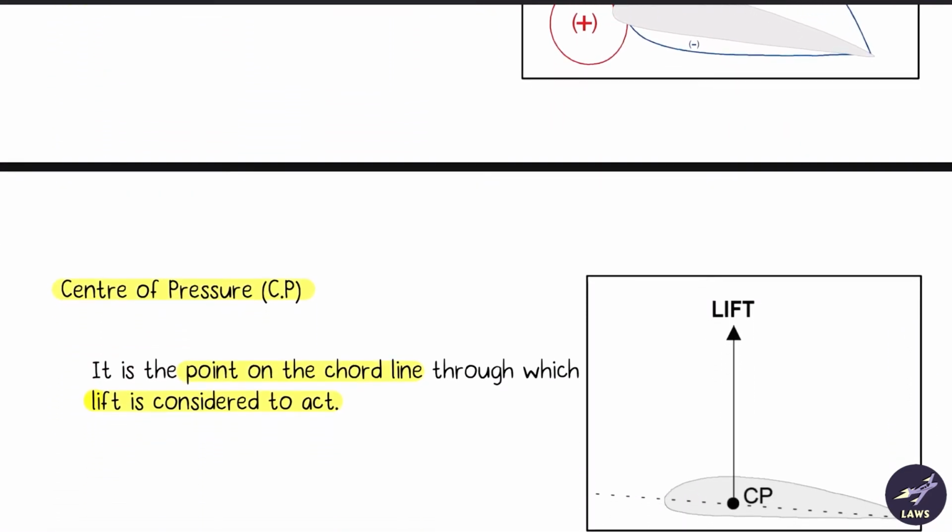Center of pressure is the point from where lift acts. Center of gravity, CG, is the point from where weight acts. So for lift it is center of pressure, for weight it is center of gravity.